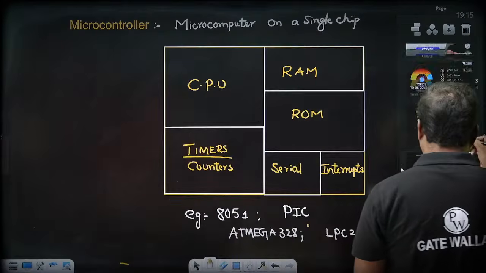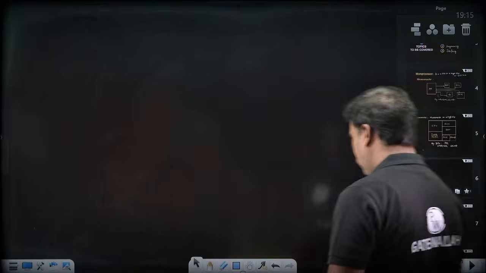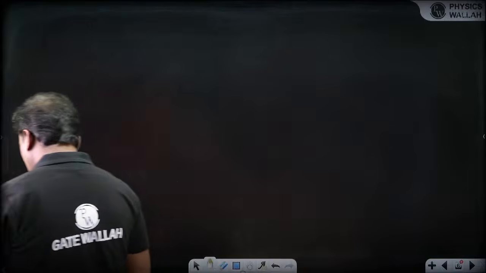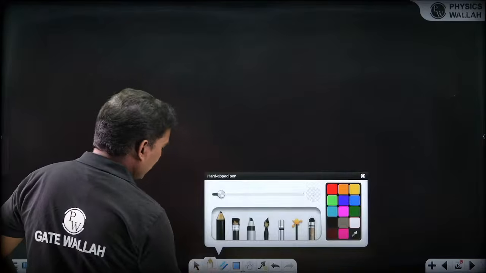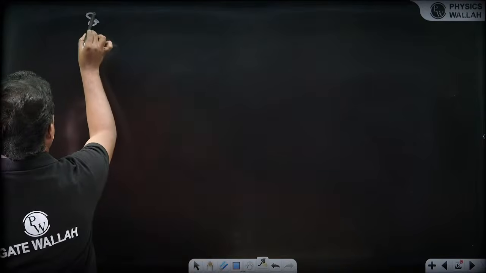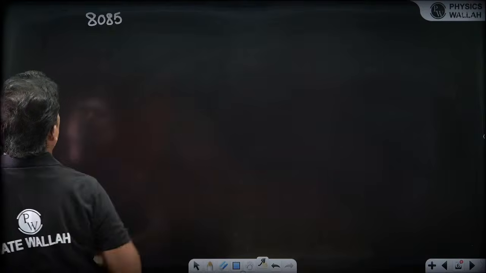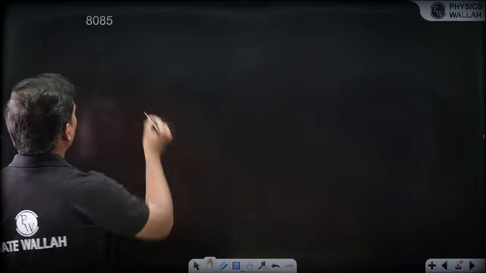Suppose now if you see some features of 8085, if you take the 8085 microprocessor, it is having certain features. If you see the 8085 microprocessor ka features.